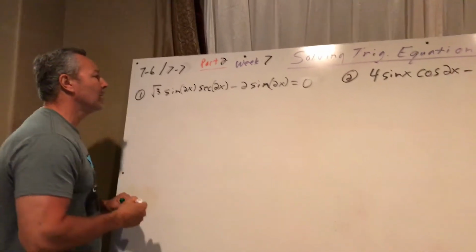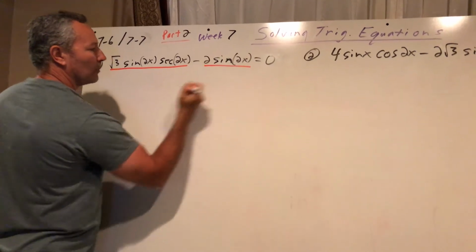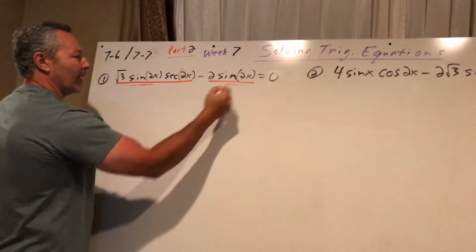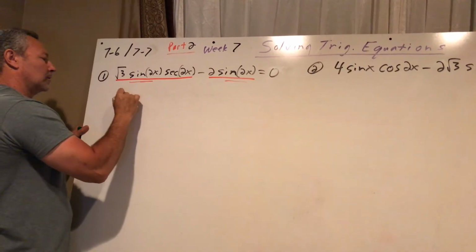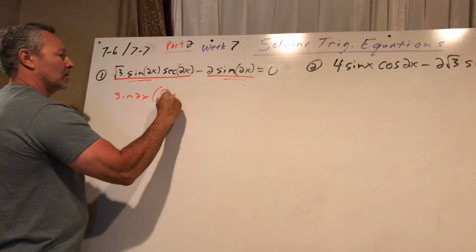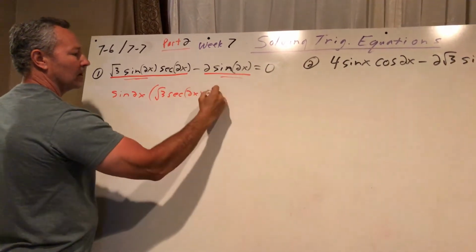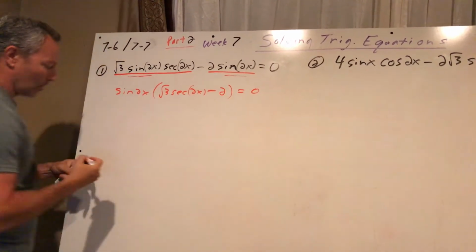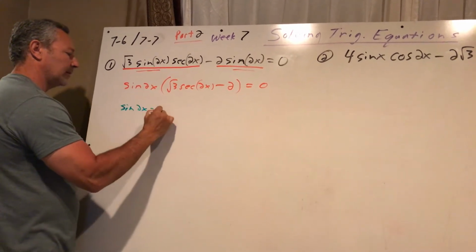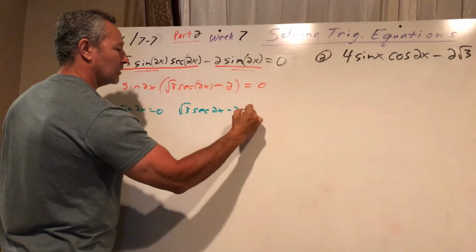All right, so if we look at this, remember, they're connected by plus or minus the term. So this is one term and another term. There's two terms and they both have sine of 2x in them. So they both have that. I'm going to factor that out. Sine of 2x multiplied by whatever's left here, root 3 secant of 2x minus, I took this out, the 2 equals 0. Okay, set our factors equal to 0. Sine of 2x equals 0, and root 3 secant of 2x minus 2 equals 0.